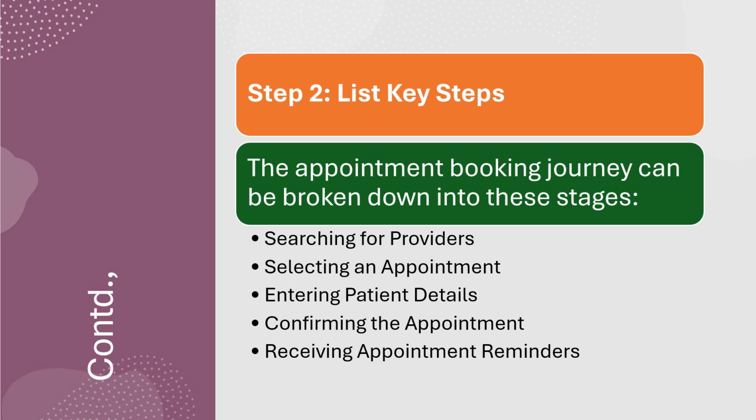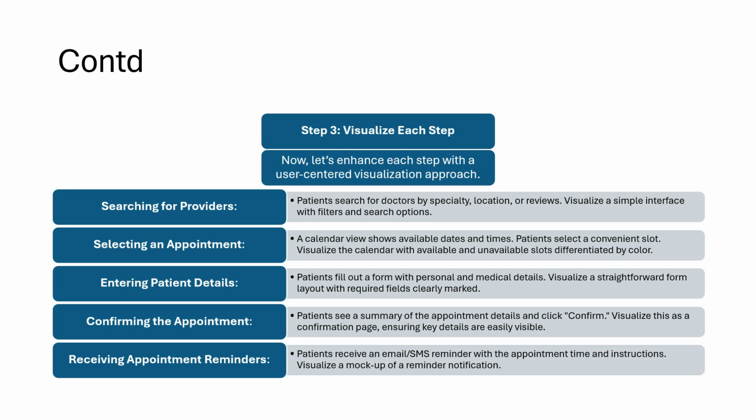Step 2. We need to list the key steps. The appointment booking journey will be broken down into multiple stages. Yes, we know it has got steps involved and I am going to list that out right now. First, you need to search for the providers. Second, selecting an appointment. Third, entering the patient details. Confirming the appointment follows next. And finally, you have to receive appointment reminders. All these are the broken down stages for the process that we have considered.